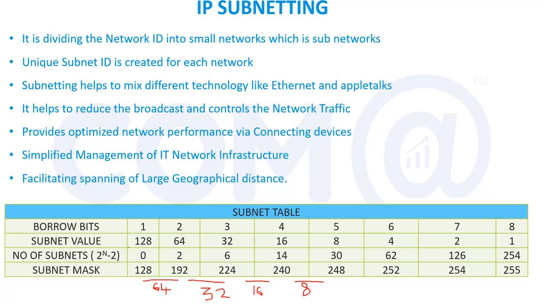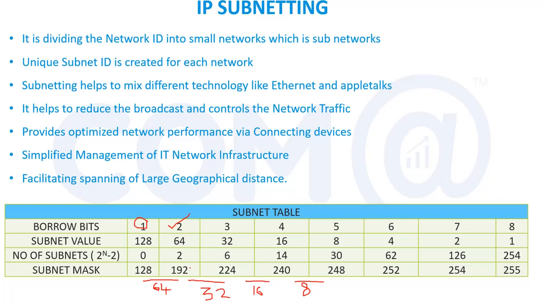Number of subnets, it is a standard formula. Suppose I am borrowing one bit, so 2 power 1 is 2. 2 minus 2 is 0, right? So if I borrow one bit, I will not have any subnet. So there is no use of borrowing one bit. So minimum I have to borrow 2 bits from the host portion to the network portion.